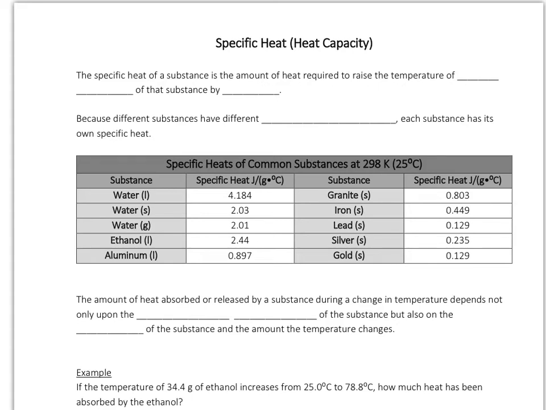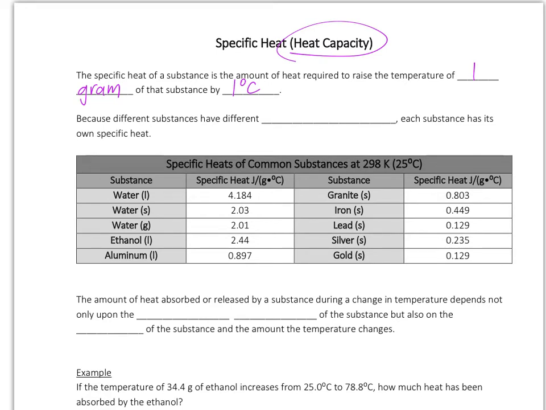The specific heat of a substance is the amount of heat required to raise the temperature of 1 gram of that substance by 1 degree Celsius. We also call this heat capacity. So far, we've been using the heat capacity of liquid water and solid water in our quantitative energy problems.